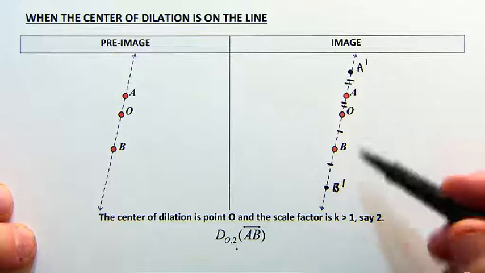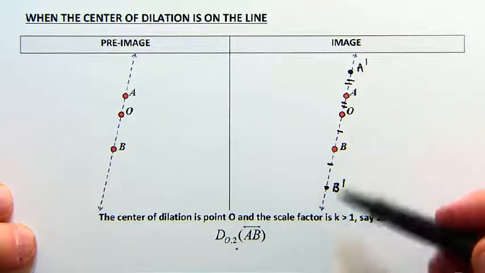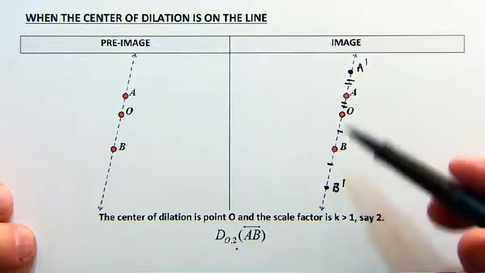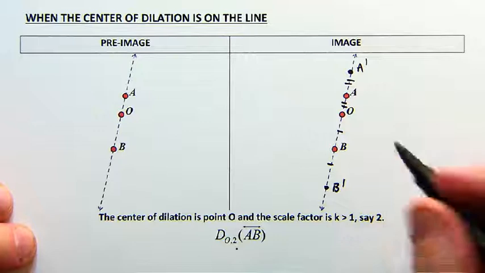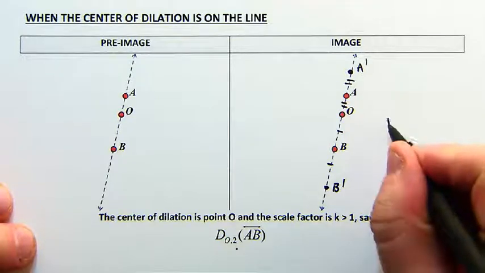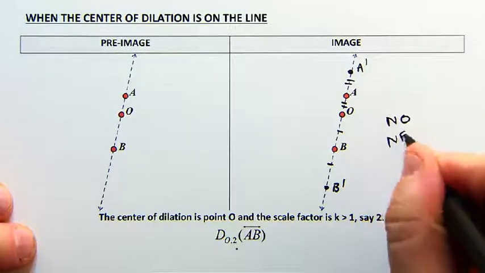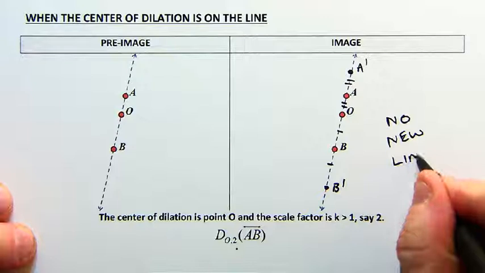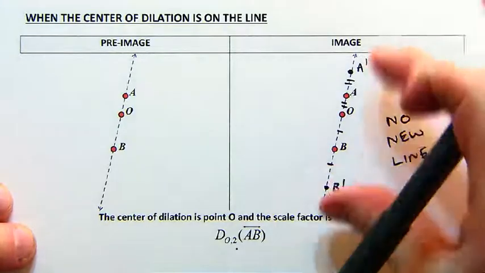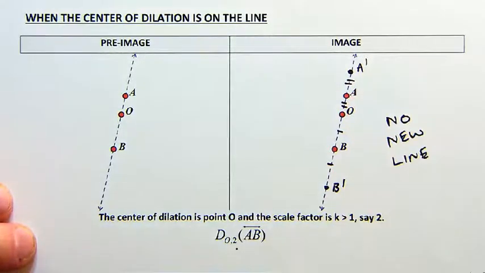One thing that I want you to notice is that yes, the points moved, but they moved along those rays, not making a new line at all. So no new line was formed. But points move either closer or further away depending on the scale factor.